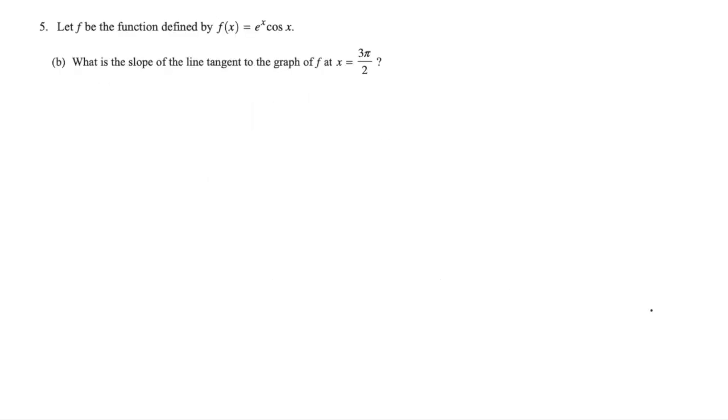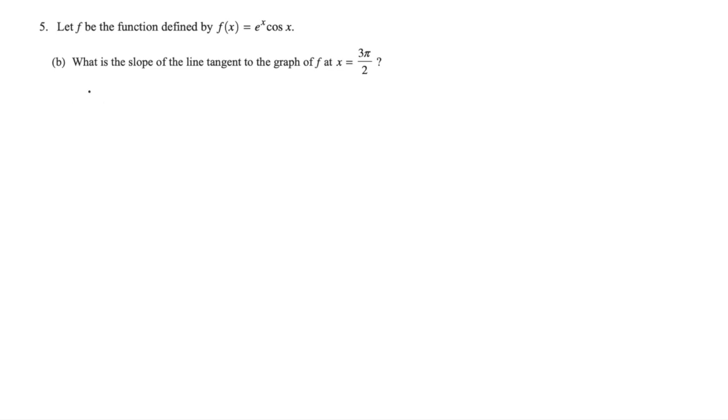Part B. What is the slope of the line tangent to the graph of f at x equals 3 pi over 2? Well, as you know, the line tangent to the graph is the line that has the same slope at that point, at the point of intersection. So we just need to find the slope of this function at 3 pi over 2.